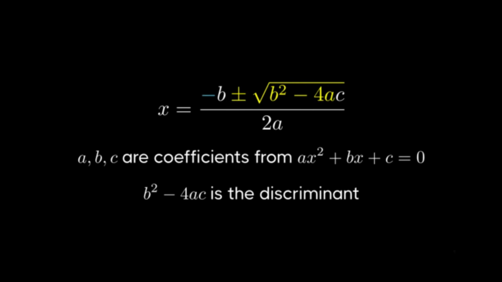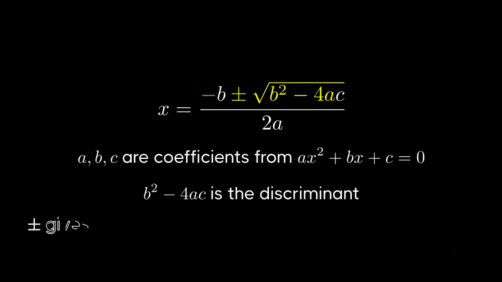The discriminant is like a detective that reveals how many solutions we'll find. If the discriminant is positive, we'll get two different real solutions, meaning our parabola crosses the x-axis at two distinct points. If it equals 0, we get exactly one real solution. Our parabola just touches the x-axis at its vertex. And if it's negative, we get two complex solutions. Our parabola doesn't intersect the x-axis at all in the real number system.